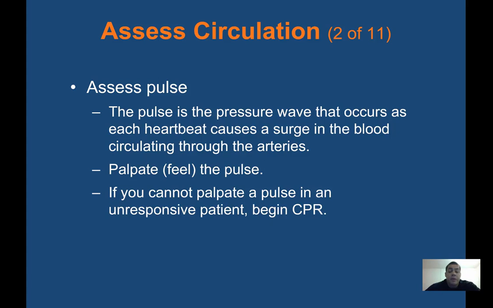Assess pulse. The pulse is the pressure wave that occurs as each heartbeat causes a surge in the blood circulating through the arteries. Palpate the pulse. So we've gone over where your pulse is going to be: in your wrist, the radial, the brachial, the carotid, the femoral, the popliteal, the pedal, and the one behind your ankle. If you cannot palpate a pulse in an unresponsive patient, begin CPR.